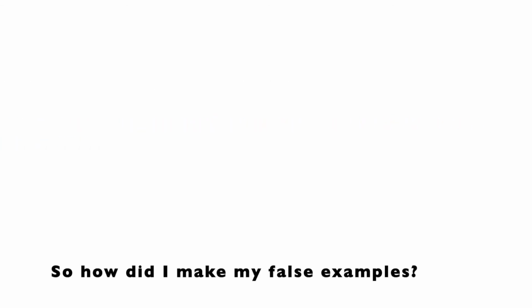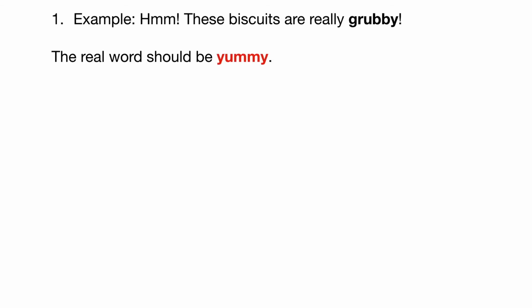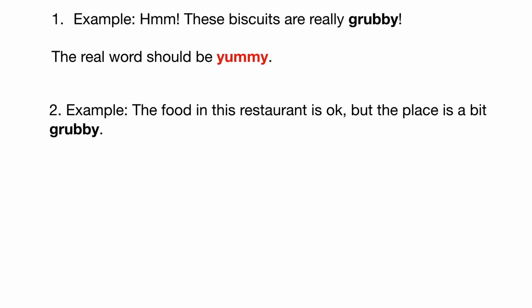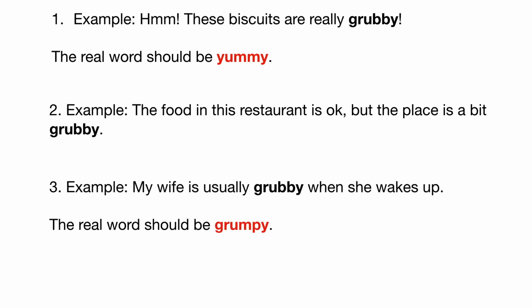So, how did I make my false examples? Well, number 1, these biscuits are really grubby. The real word should be yummy, so grubby and yummy have a similar vowel sound. And then grubby and grumpy also have similar vowel sounds, so I've replaced the true word with a false word which has a similar sound, and the dictionary can help you get the pronunciation.